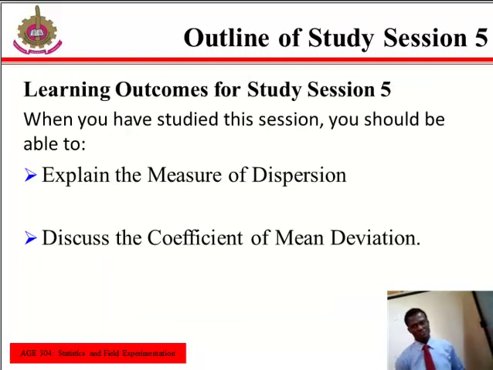The learning outcome. When you have studied this study section, you should be able to, at the end of it, one, explain the measure of dispersion. Two, you should be able to discuss the coefficient of mean deviation.